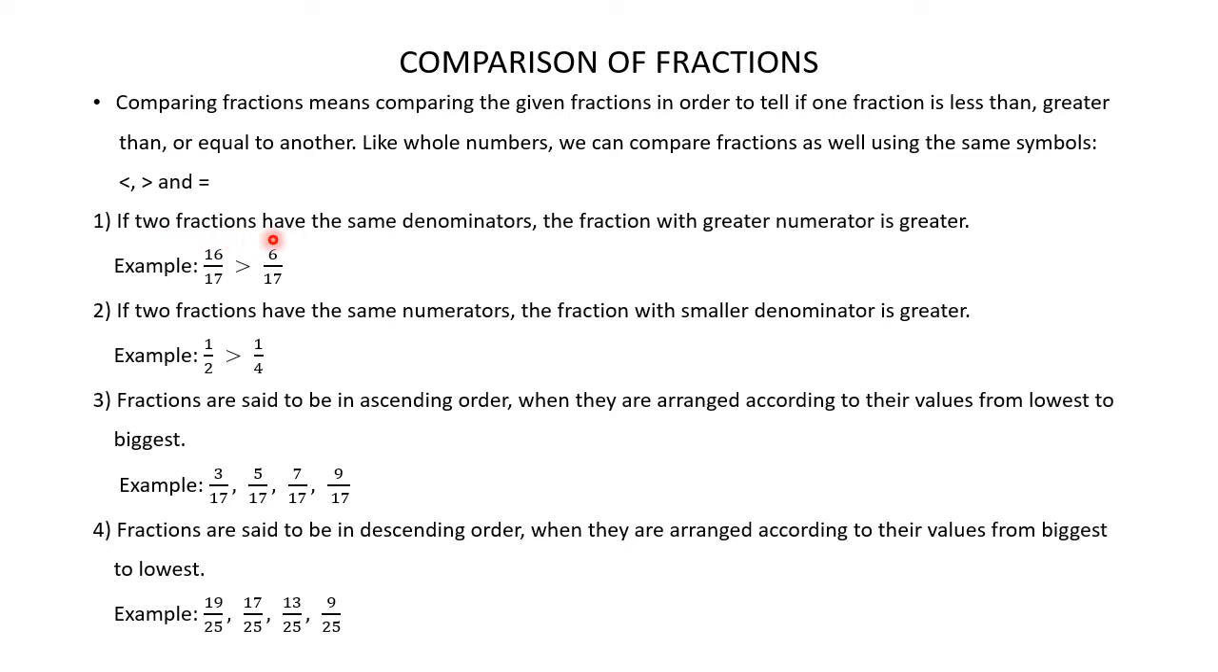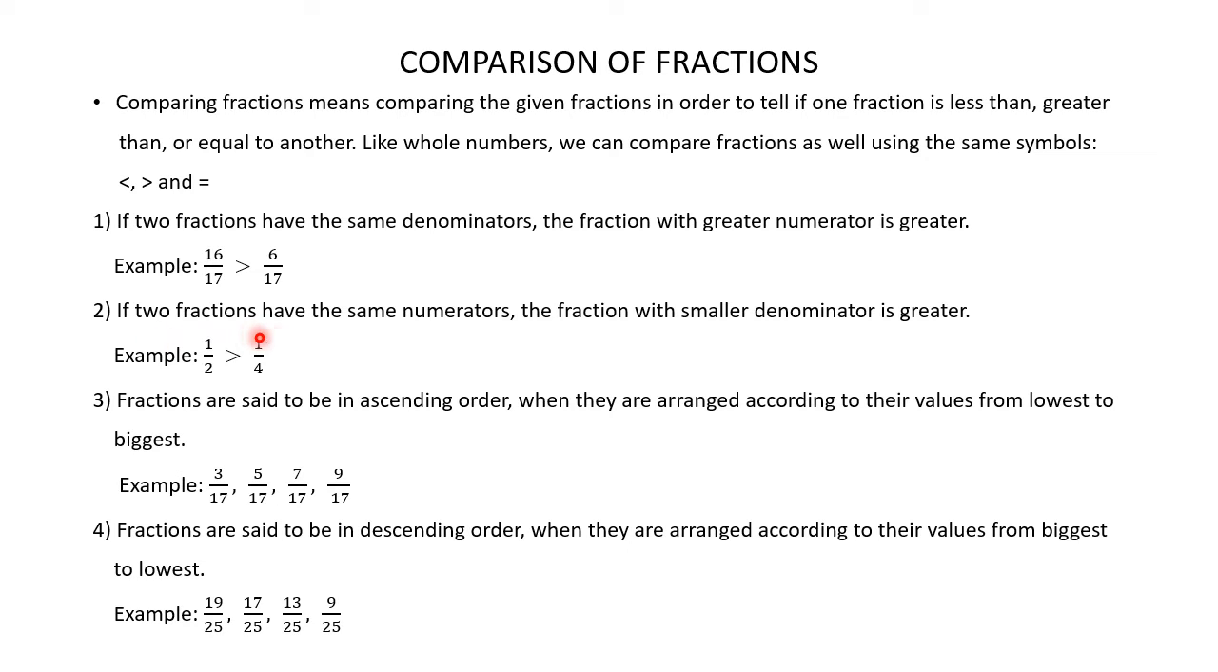If two fractions have the same denominators, the fraction with the greater numerator is greater. For example, consider the two fractions 16/17 and 6/17. These two fractions have the same denominator 17. So the fraction with the greater numerator is greater. Since 16 is greater than 6, 16/17 is greater than 6/17.